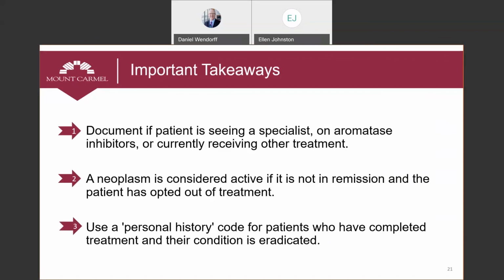To conclude our time today, we have a few takeaways from our presentation. Detailed documentation and selecting the correct, most descriptive ICD-10 code are important for accurately capturing the patient's burden of illness. Document if the patient is seeing a specialist on aromatase inhibitors or currently receiving other treatments. When selecting the proper codes, keep in mind that a neoplasm is considered active if it is not in remission and the patient has opted out of treatment. Otherwise, use a personal history code for patients who have completed their treatment and their condition is eradicated.